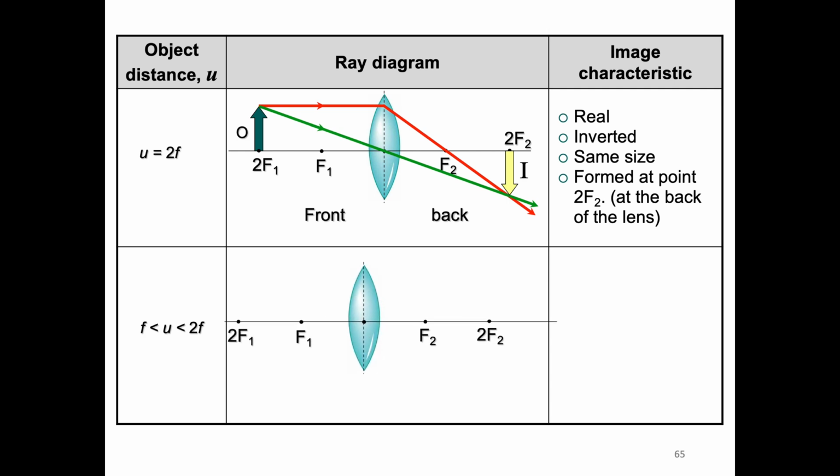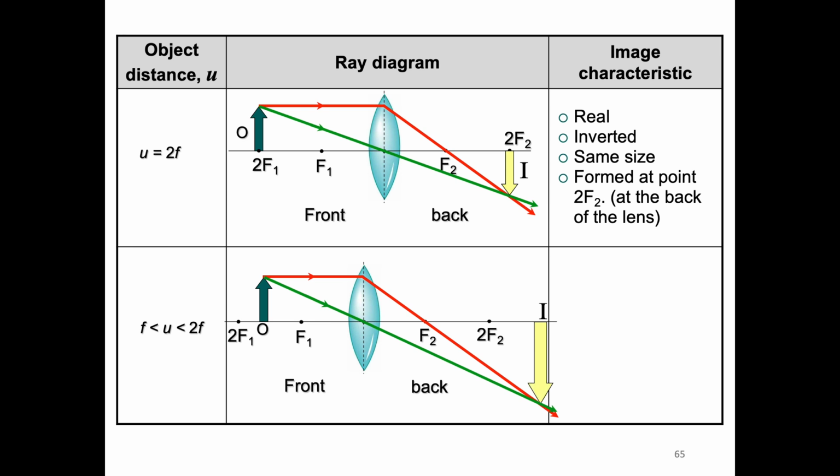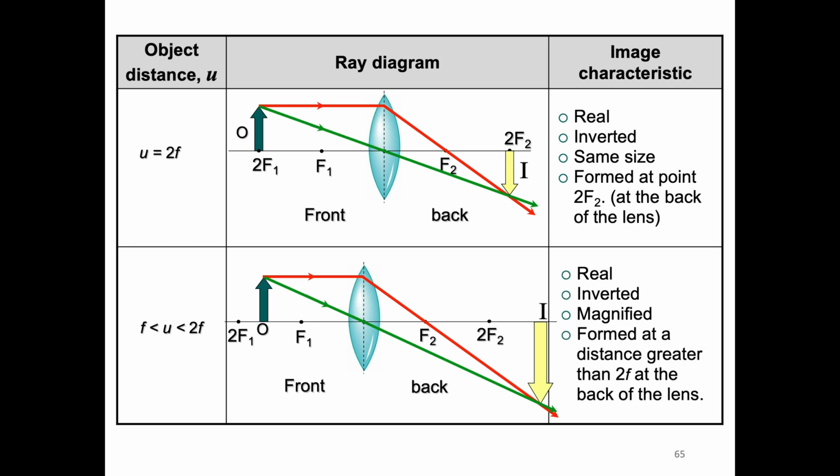For our third case, when our object is in between 2f1 and f1, so our object here, so first ray goes straight again and then converge at f2. Second ray goes straight to the center of the lens, and now we get our image here, which is real, inverted, magnified, and formed greater than 2f2 at the back of the lens.